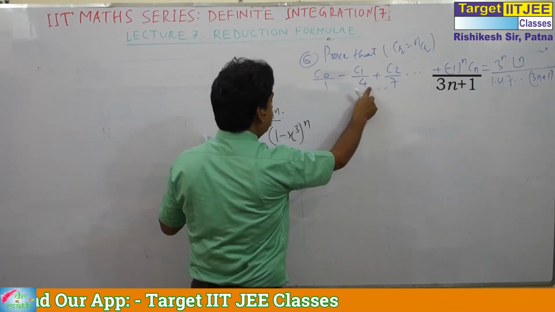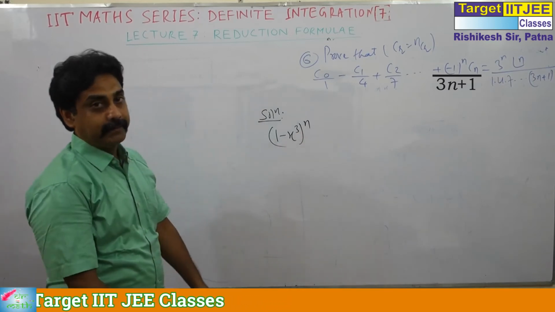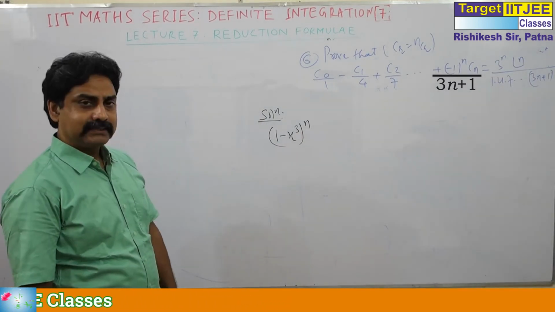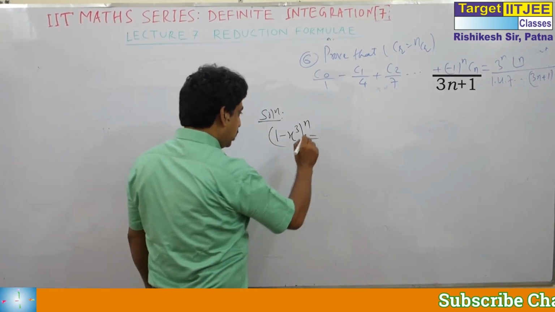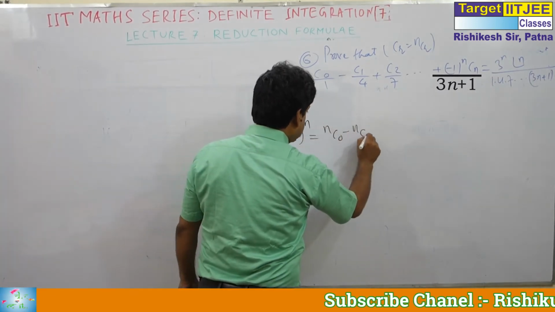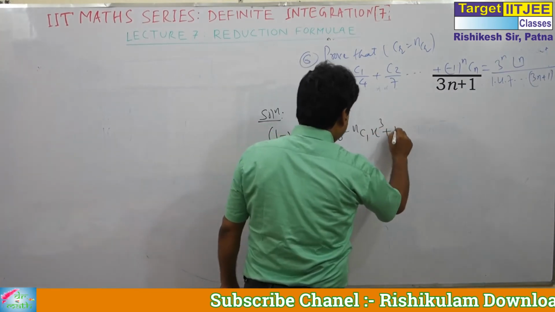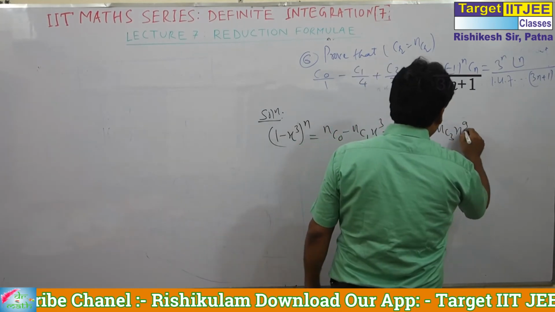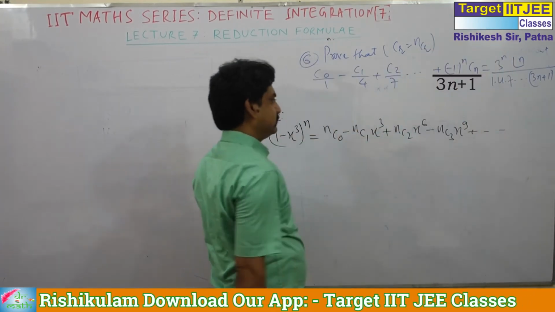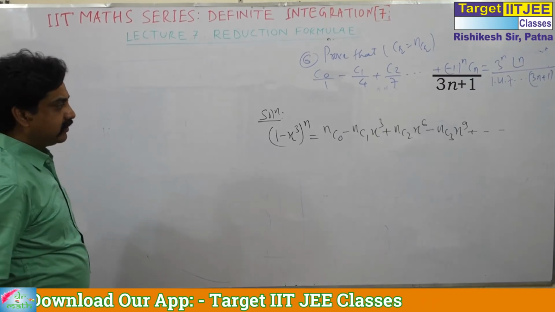If the common difference is 5, we start with x to the power 5, and you can get the result. See, this is nC0 minus nC1 x cube plus nC2 x^6 minus nC3 x to the power 9. No need to write the last term; I use dots and so on.